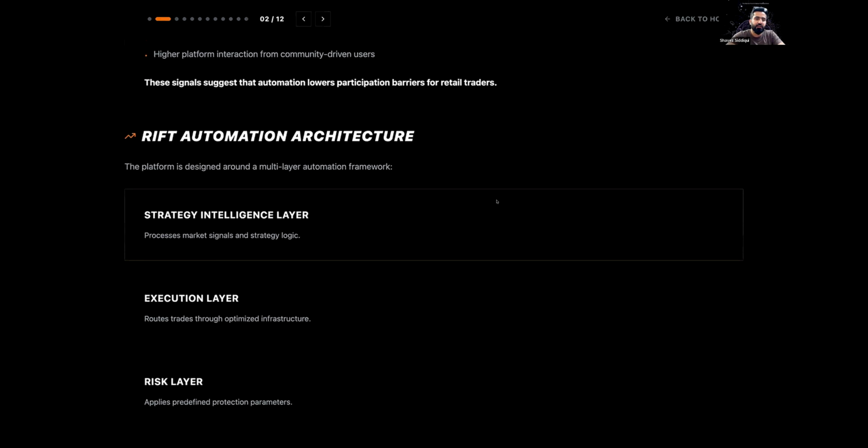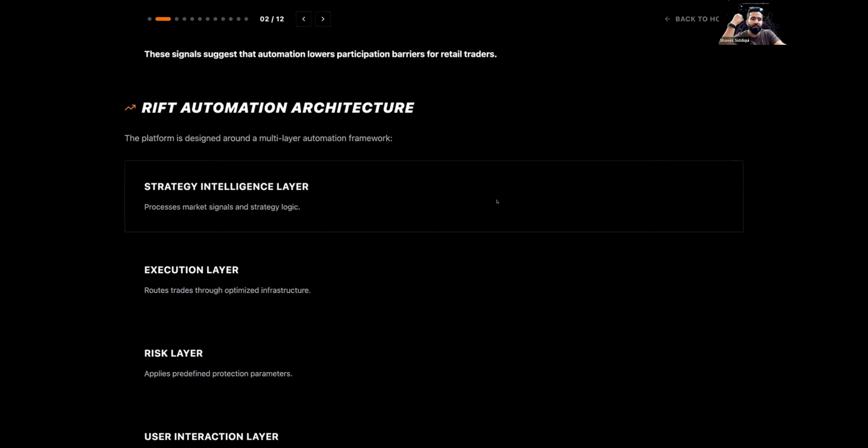Now let's look at the Rift automation architecture, how we built it. The platform is designed around a multi-layer automation framework that we discussed yesterday in detail. Day before yesterday on Friday, I explained how professional traders, institutional traders, follow the executive architecture of trading. So the automation architecture is designed in the same fashion. It has a strategy intelligence layer which processes market signals and strategy logic. Then comes the execution layer of the product, because the execution also matters.